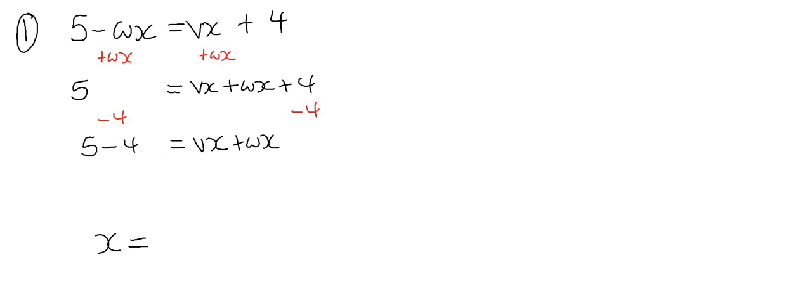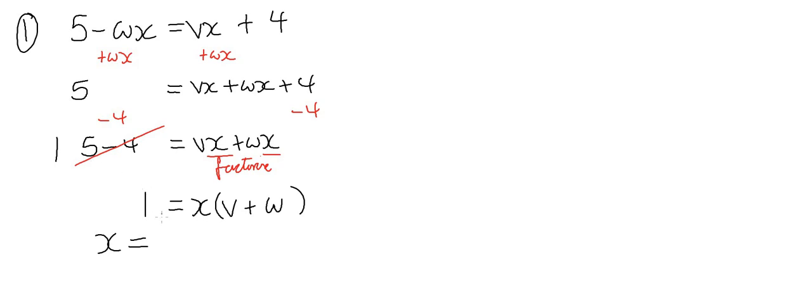Well, 5 minus 4, we can rewrite that. 5 minus 4 is just 1. So we've got 1 equals vx plus wx. Great. Now I want to get x on its own, so I'm going to factorize, because both of these terms are being multiplied by x. So I'm going to write the x as a common factor outside of brackets. So I've factorized it. That means I've got x times v plus x times w. So now I've got x outside of the common factor.